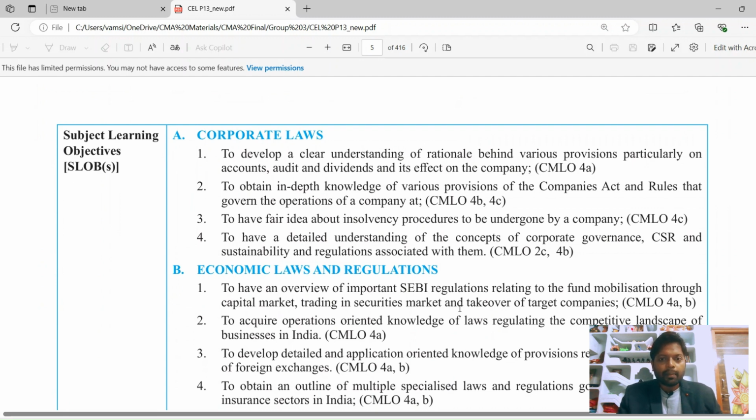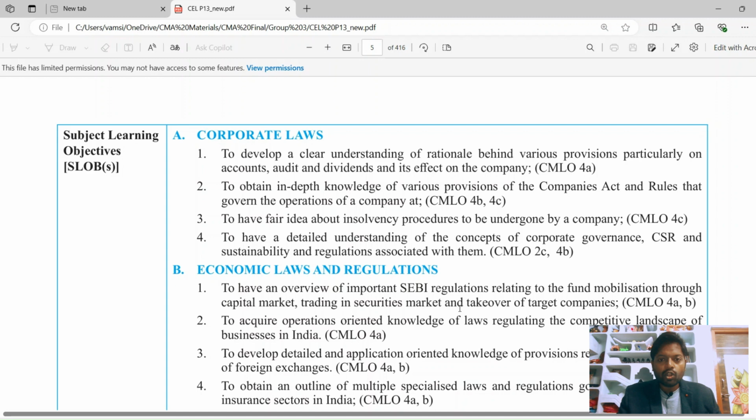First point, to develop a clear understanding of rational behavior behind various provisions, particularly on accounts, audit, dividends, and its effect on the company. Students are subjected to gain the knowledge of accounts, audit, and dividends, and its effects on the company. What are the effects of this accounts, audit, and dividends on the company? Student is supposed to learn that.